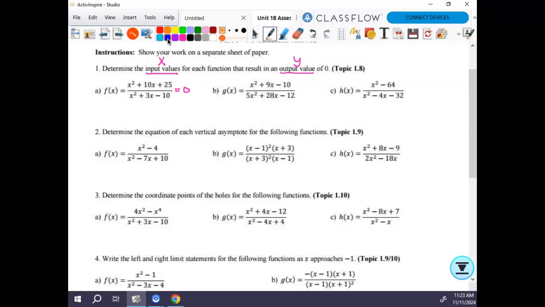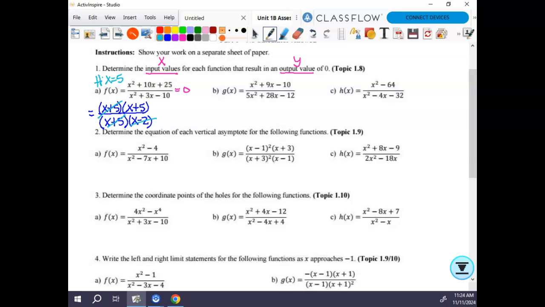Okay, so we're going to start by factoring. So this would give me x plus 5 times x plus 5, which is x plus 5 squared. And then x plus 5 times x minus 2. So then when I reduce, these cancel out, which means I have a hole at x equals negative 5. This gives me a vertical asymptote.